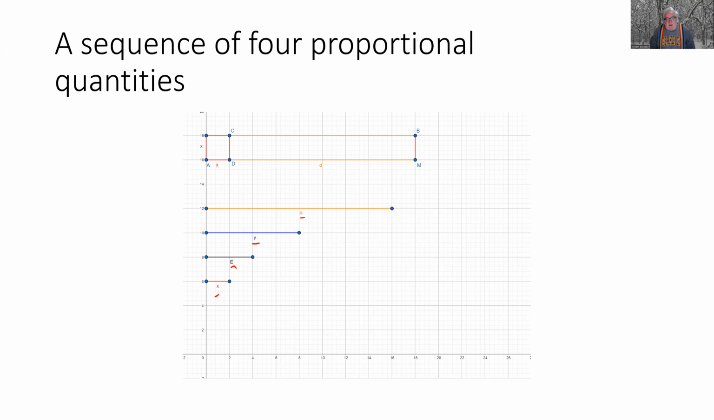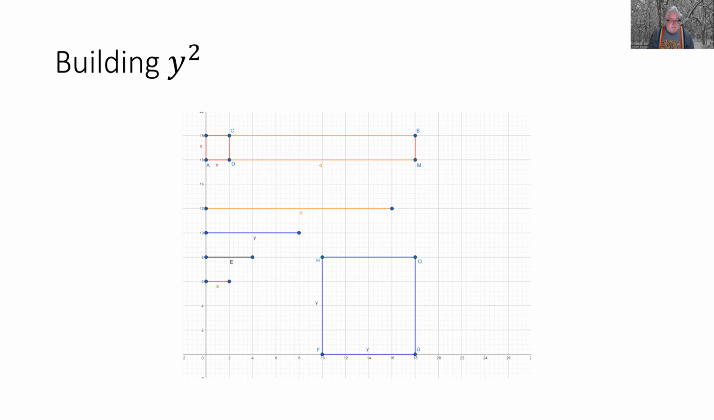Constructing four proportional quantities between two given quantities is a problem that's known to antiquity. It can't be solved with Euclidean tools, but that would have to wait till the 19th century to be proven, I think. So he assumes that you can do that. He constructs them. And then he says, okay, well, I'm going to build y squared. So here's y squared down there.